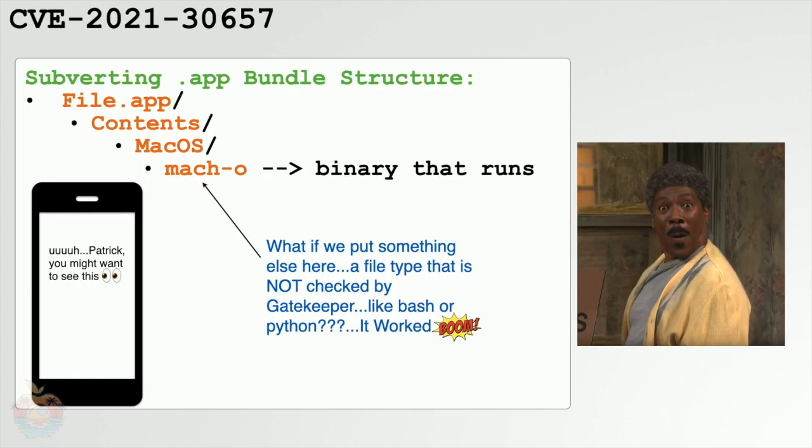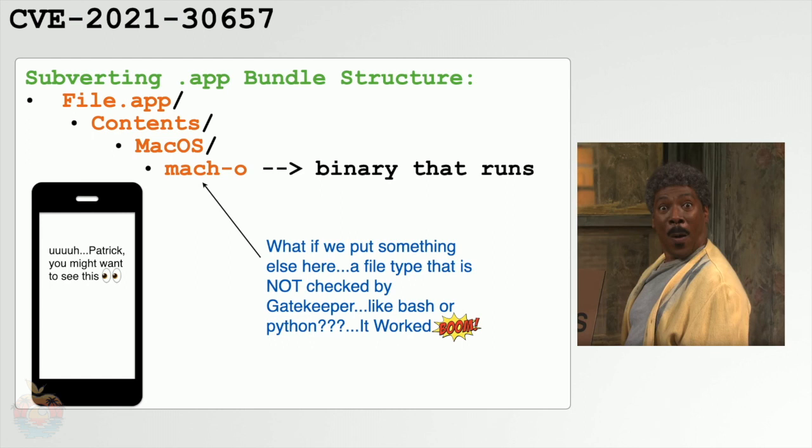And that's what led to CVE-2021-30657 that I reported to Apple and worked with them to get fixed. In a nutshell, it's what we call subverting the bundle structure. So the basic bundle structure for app bundles on macOS is you have the name of the app, then inside of that you have a Contents folder, then a MacOS folder, and then at the bottom you have a mach-o. And then the mach-o binary is what is actually executed when you double click an app to run it. It's just that the Info.plist and Resources files, all those other things within the bundle structure, are just wrappers around it.